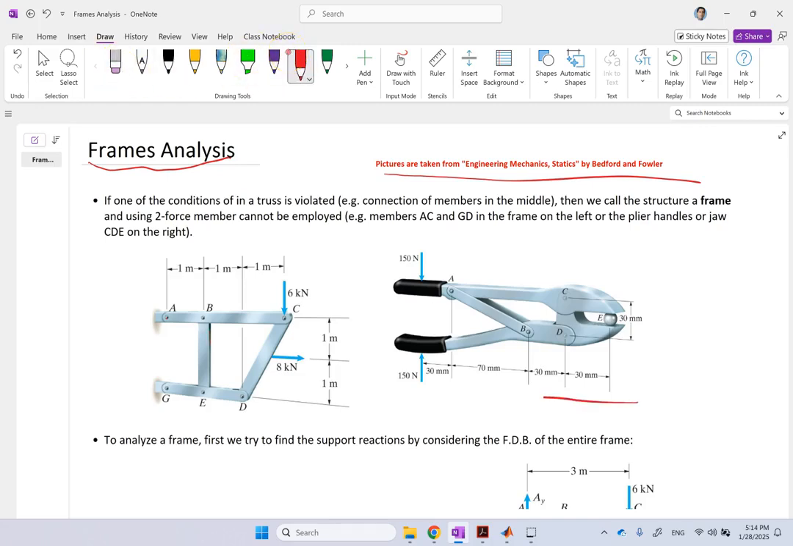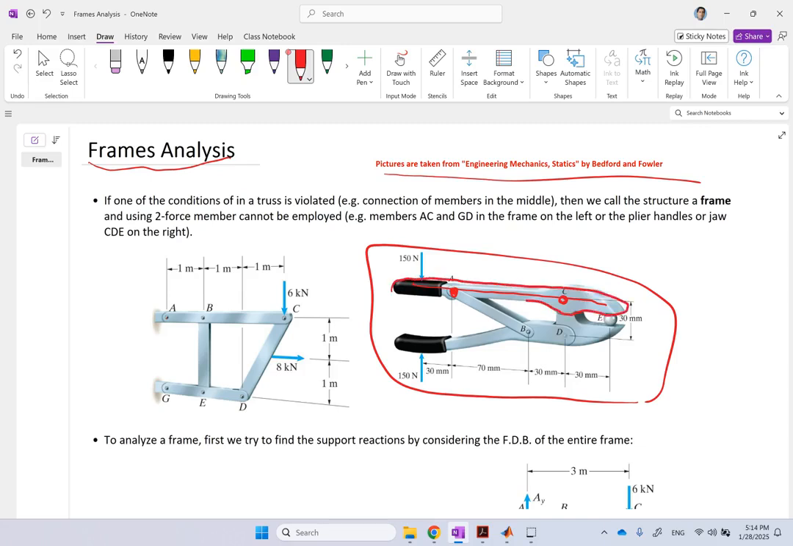But if you look at the simple plier, that is exactly a frame. Why? Because if you look at this member, this one here, clearly, if it's all one member, it is pinned at two points that are not the end point of this member. Look at this member. This member is clearly pinned down at two points that are not the end point of it. And the location where this force is applied is also not at the end or at the pin, it's right here. The same thing goes for this member.